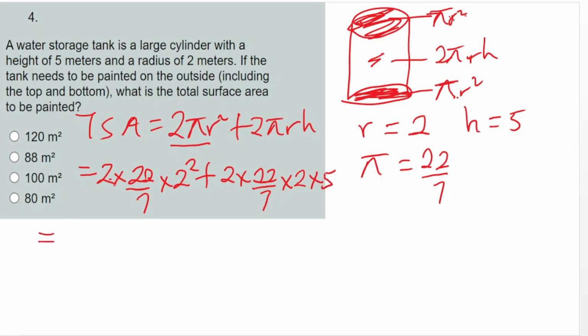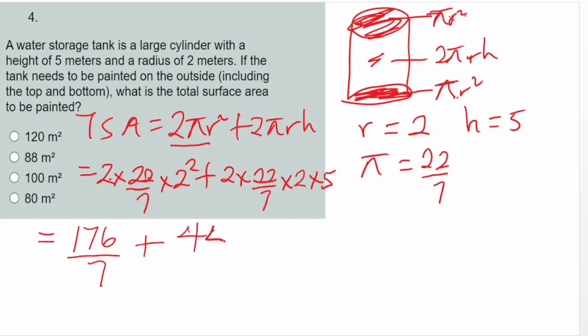So this is going to give us 2 times 22 times 4. So that will give us 176. Let's do that again. You have to be very careful. 2 times 22 times 4, that is 176/7. Plus 2 times 22 times 2 times 5. That gives 440.